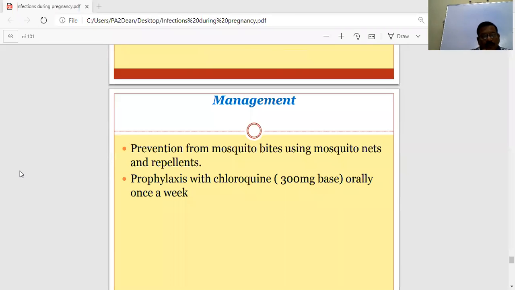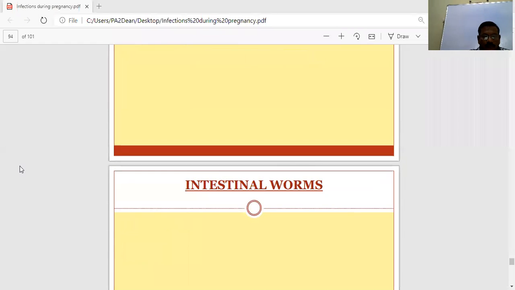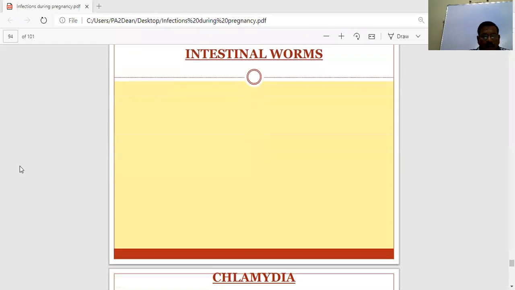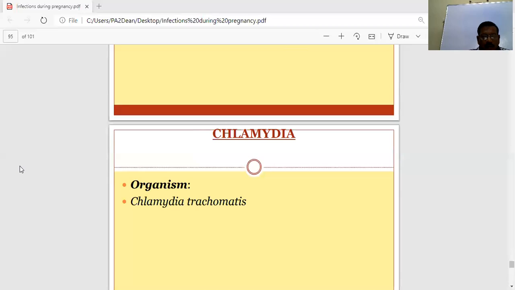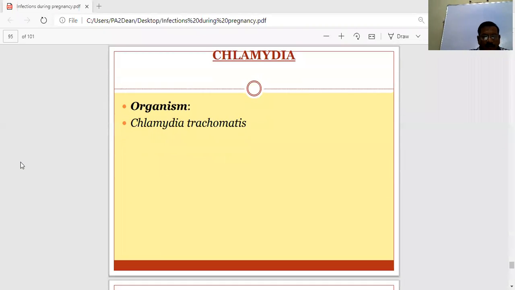Management: prevention from mosquito bites using mosquito nets and repellents. Prophylaxis with chloroquine, 300 milligrams base, orally once a week. Then intestinal worms, and chlamydia, organism Chlamydia trachomatis.